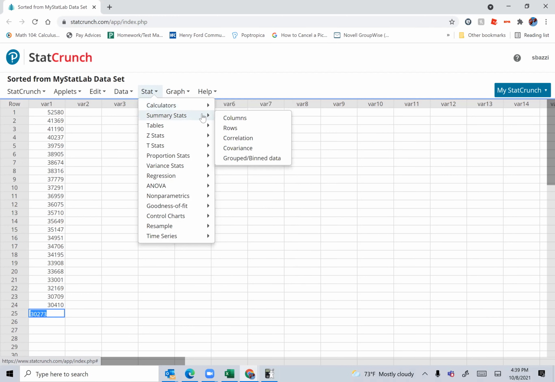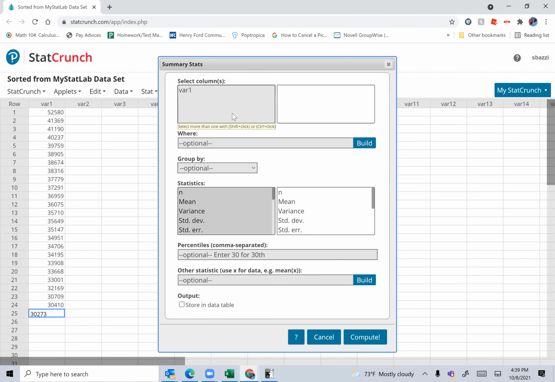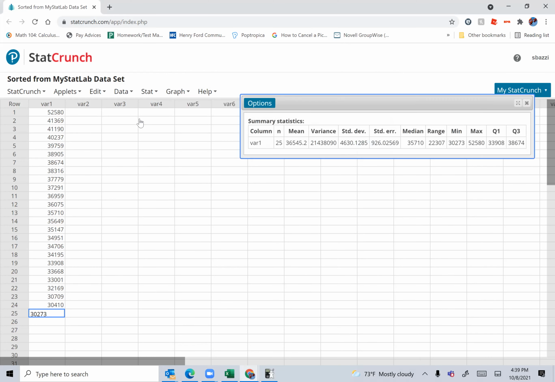So you go summary statistics, columns. I don't know why it opened so many windows. Let me show you guys. Then hit compute and watch. What did he want? The standard deviation and the variance. This is the standard deviation, and that's the variance, guys. You get them all.